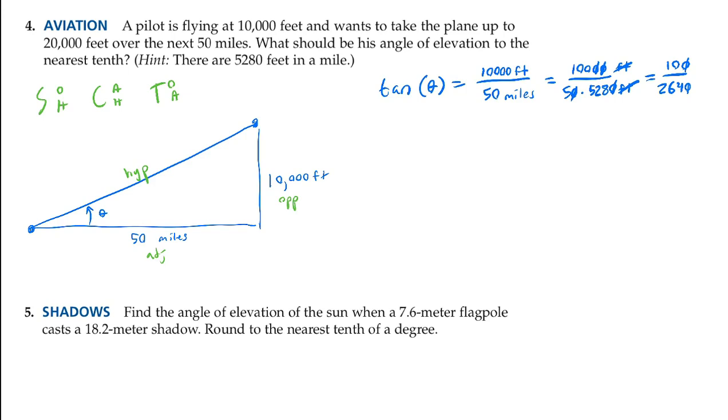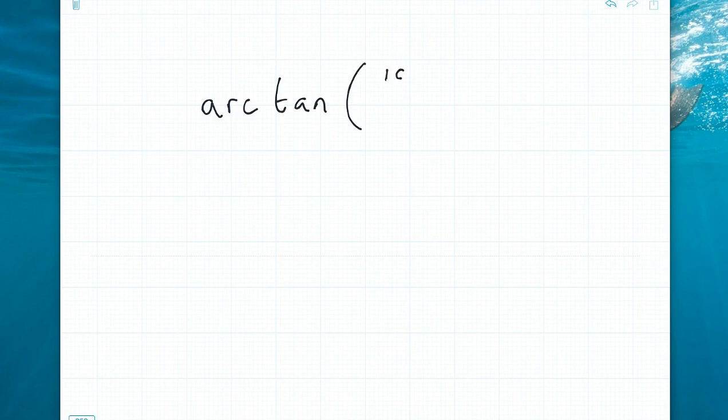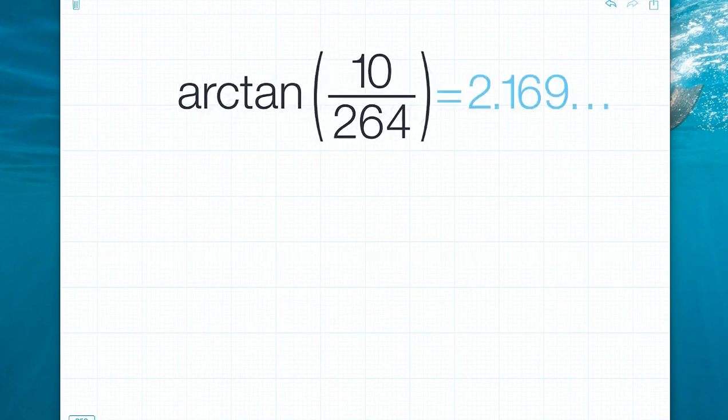So now let's rewrite that and go, well, if we know the tangent of theta is equal to 10 over 264, well, then that means theta is equal to the inverse tangent of 10 over 264. Okay, so let's just go over to our calculator then and go inverse. So arctan, that's the same thing as tangent to the -1 of 10 over 264, and what's that equal to?